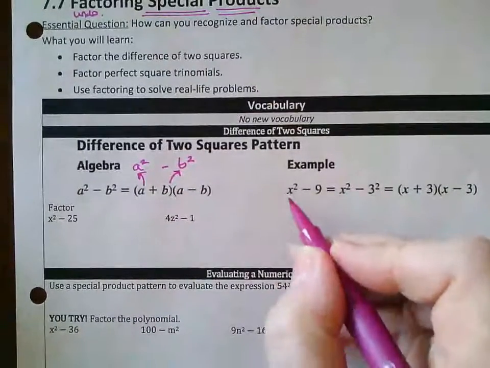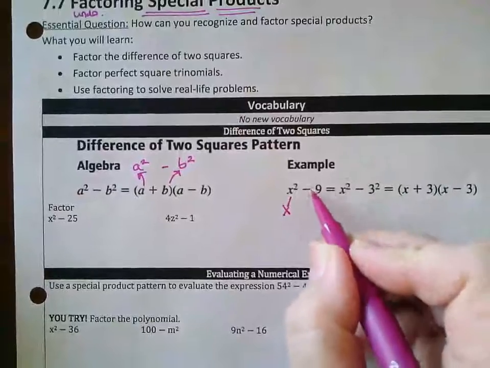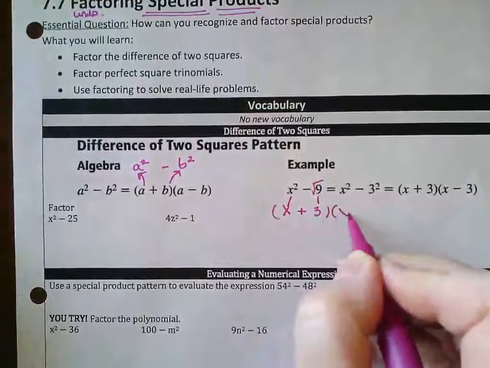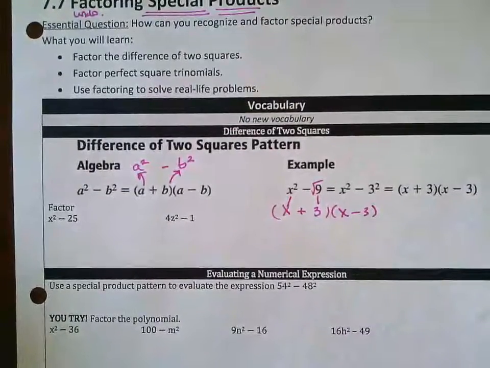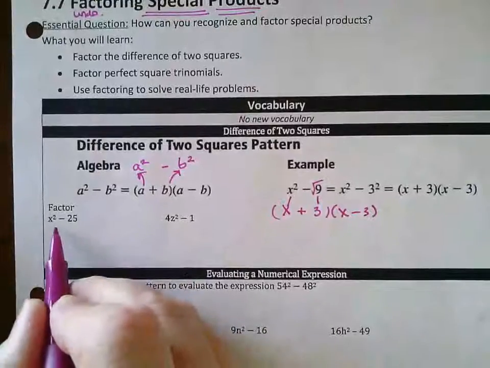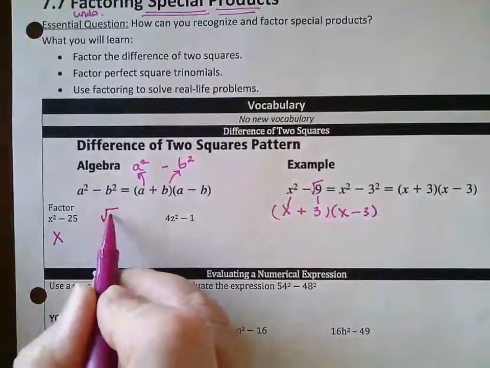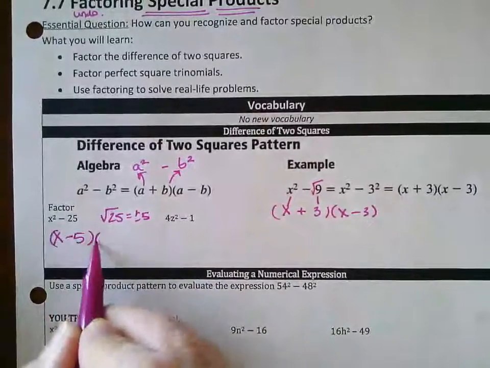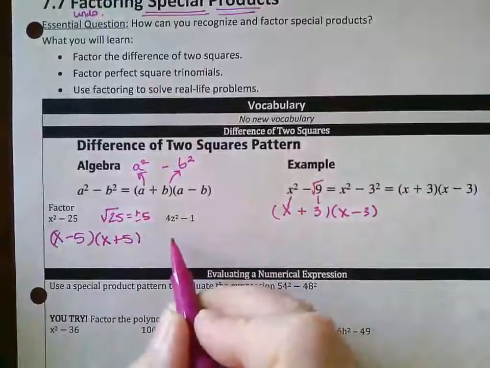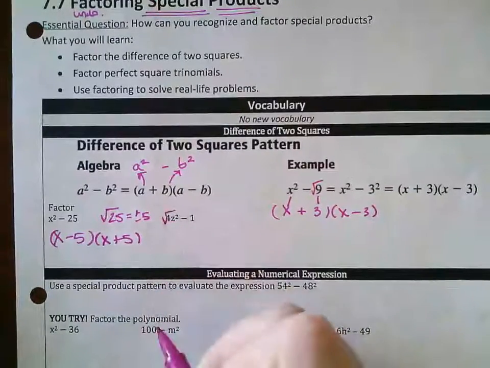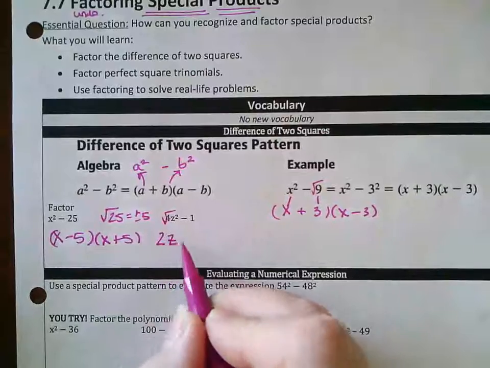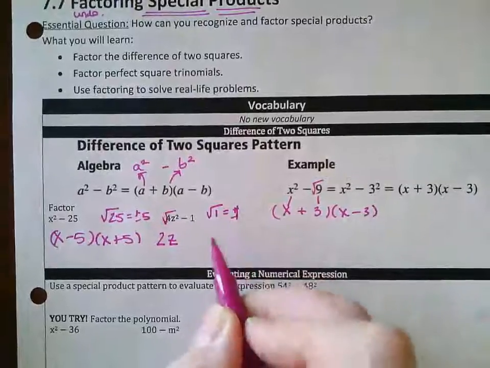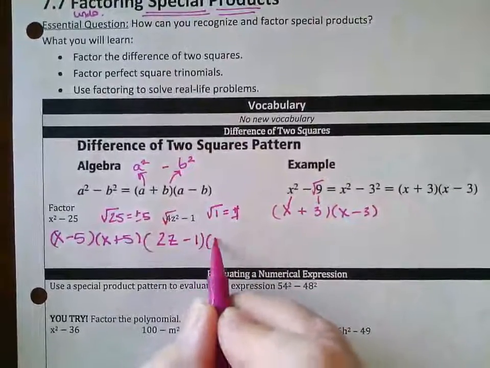So take a look at this one. x, the square root of 9 is 3. So x plus 3, and then x minus 3. And you're all done. So x, and then the square root of 25, which is plus or minus 5. So you get minus 5 and plus 5. 4, we're taking the square root of this as well. So this is 2z, and then the square root of 1, which is plus or minus 1. So minus 1 and plus 1.